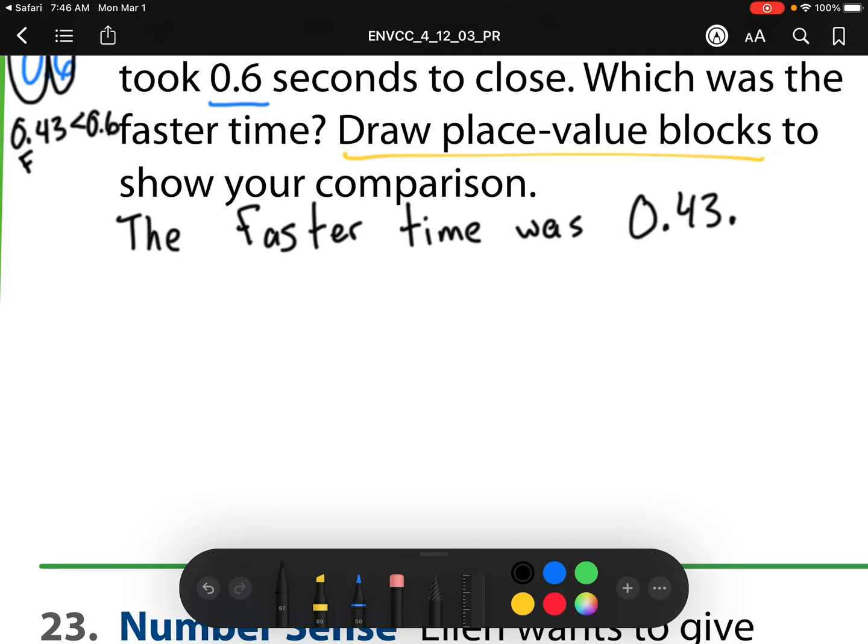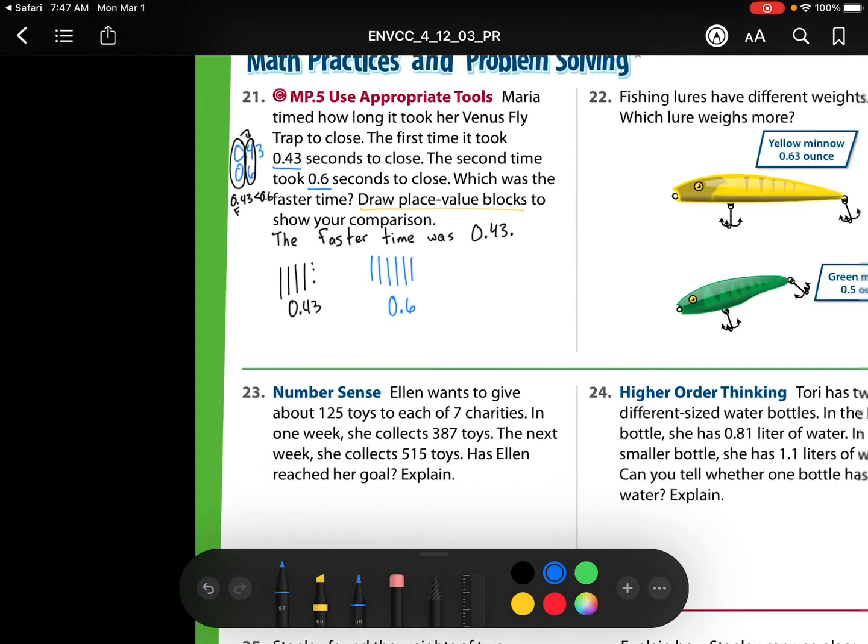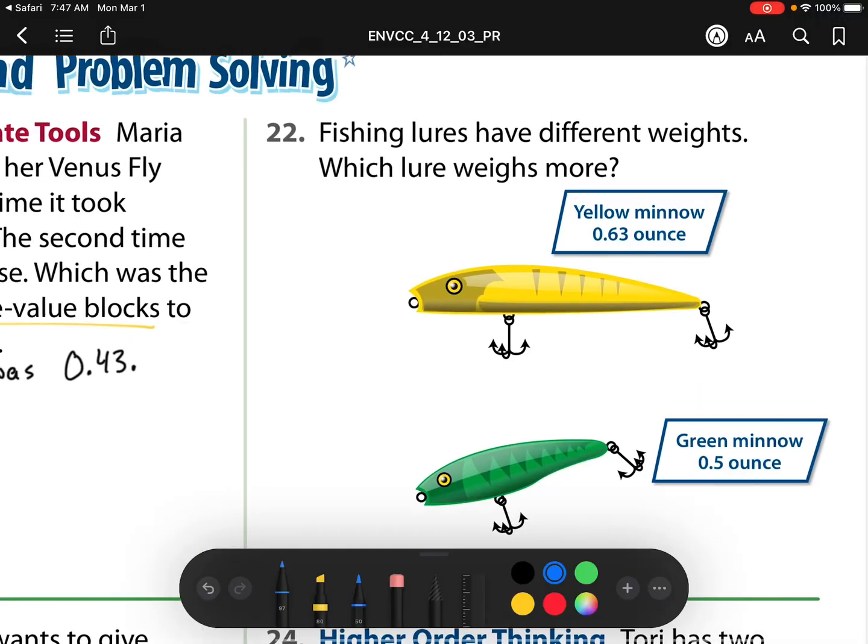So let's look. So this is my tenths, 2 tenths, 3 tenths, 4 tenths, and then 1, 2, 3. So that's 43 hundredths. And then it wants us to compare to 6 tenths, which is 1, 2, 3, 4, 5, 6. Now remember, this one is kind of tricky because you might think, oh, the bigger number is bigger, which, yes, it is, but it doesn't mean it's the faster one. So now let's head to number 22.